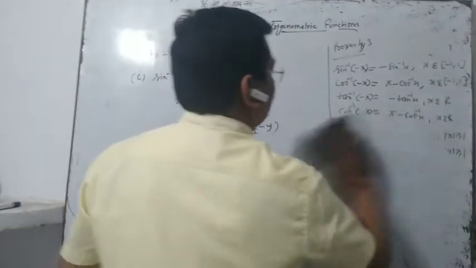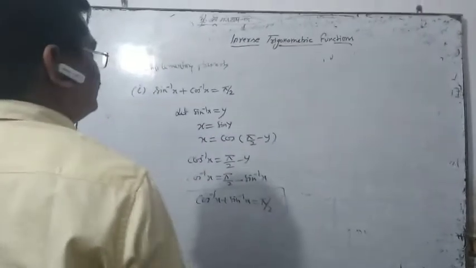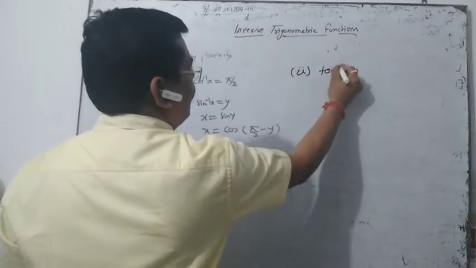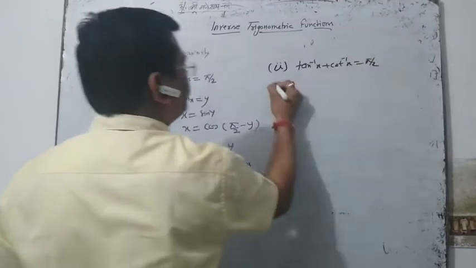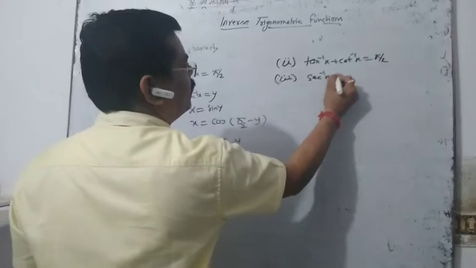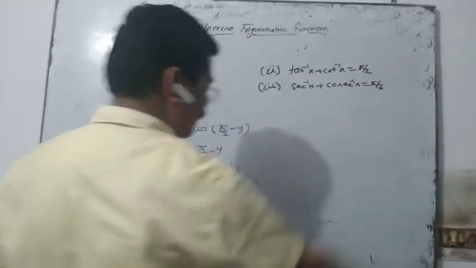Similarly, tan inverse x plus cot inverse x is equal to pi by 2. Sec inverse x plus cosec inverse x is equal to pi by 2. This is the complementary property.